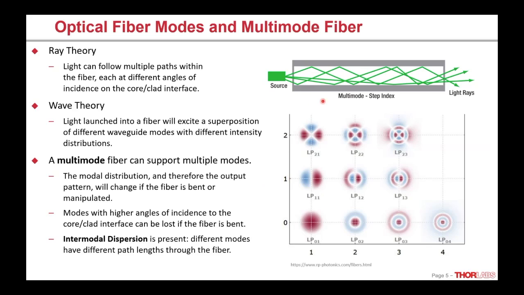If the fiber is bent, this angle of incidence on this core cladding interface will change. And therefore, if you bend the fiber, the modal distribution will change along the length. And the output pattern, of course, at the end of the fiber will change as the fiber is bent or manipulated. Also importantly, modes with high angles of incidence at that core cladding interface can be lost if the fiber is bent too much.